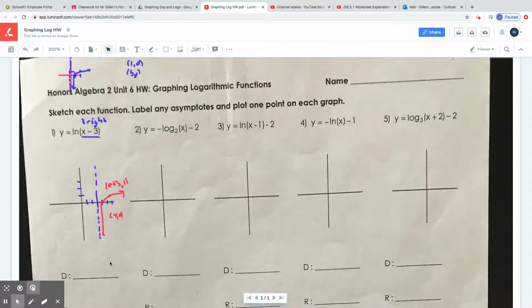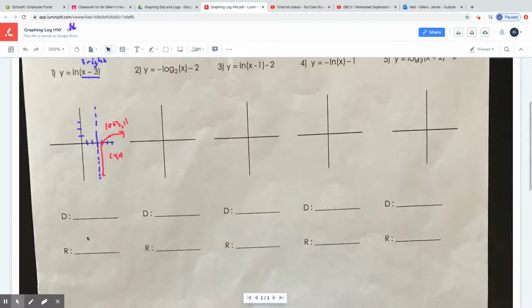Now my domain. The domain for exponentials was always negative infinity to infinity, which means the range for logs is always going to be negative infinity to infinity. The domain is either going to be negative infinity to the asymptote or the asymptote to infinity. Since on the right side, it is going to be the horizontal, I'm sorry, the vertical asymptote. I keep saying that. The vertical asymptote is 3 to infinity. There we go. There's number 1.